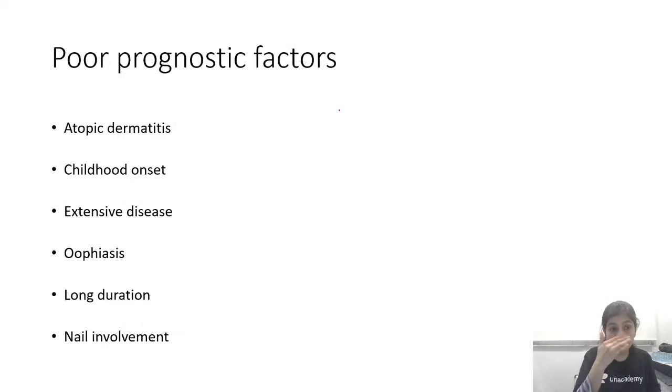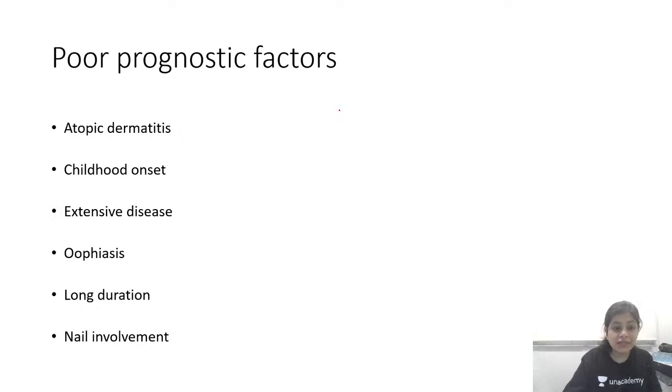Now, there are poor prognostic factors for alopecia areata. One, when you have a very young person coming to you with alopecia areata. Secondly, if there is an extensive involvement already in the form of alopecia totalis or universalis, if there is associated atopy, if there is associated nail involvement, if there is an ophiasis pattern, if there is associated Down syndrome, thyroid disorders, all this is going to have a poor prognosis for alopecia areata.